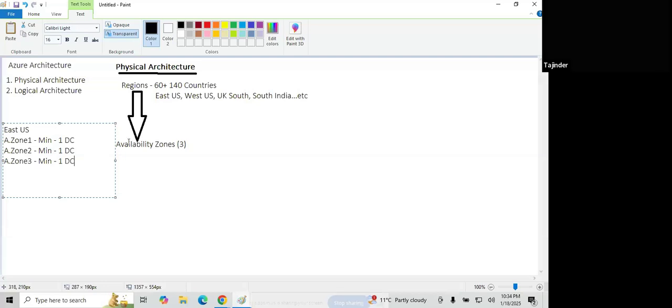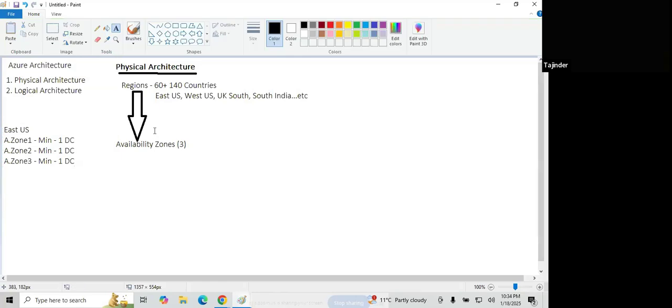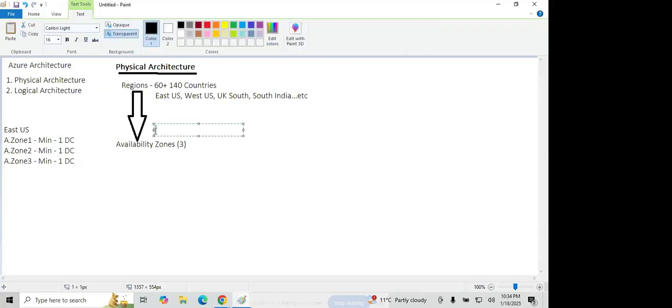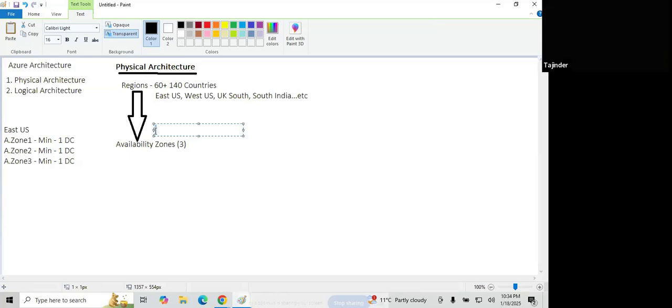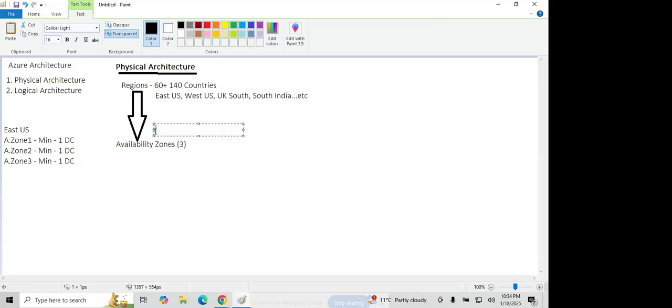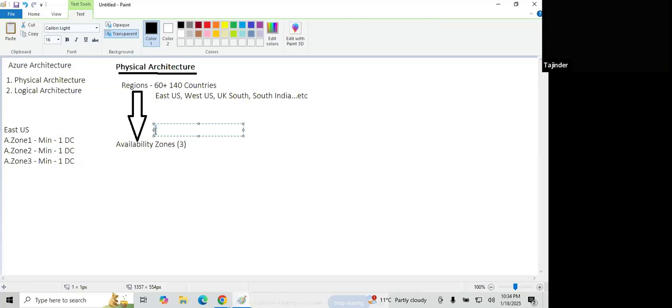Sorry, you said that in any region we'll have a minimum of two data centers and maximum multiple, but availability zones will have minimum three. Regions and availability zones: in regions you said something in the last line, like minimum two. Where will we have minimum two?